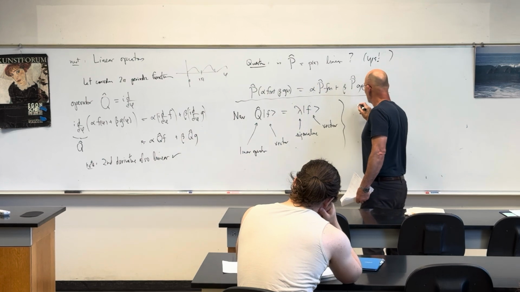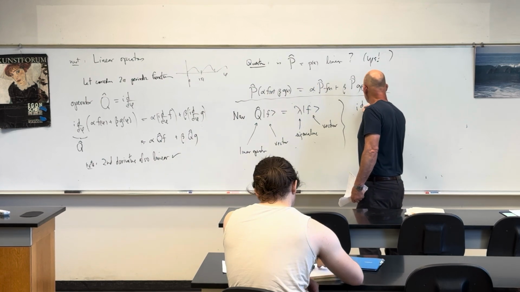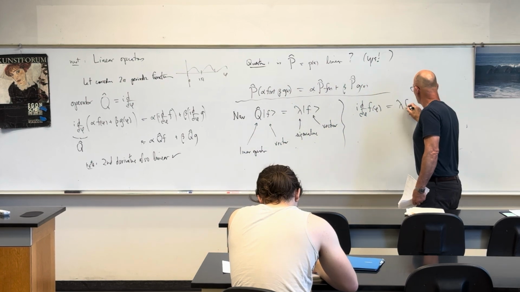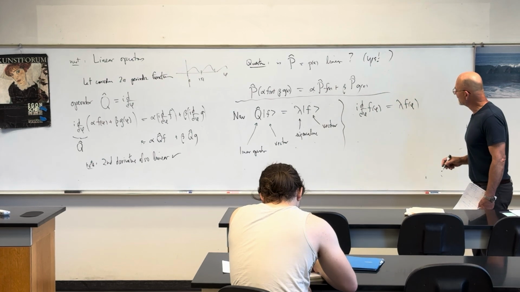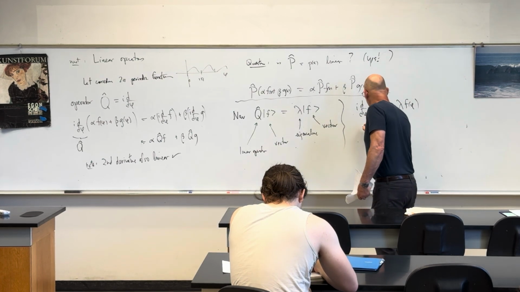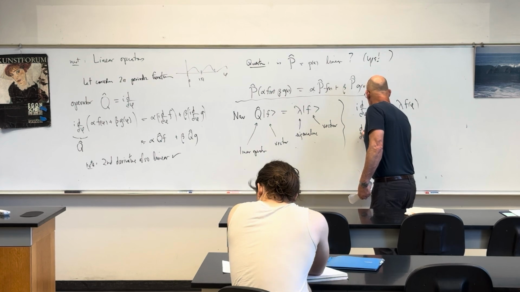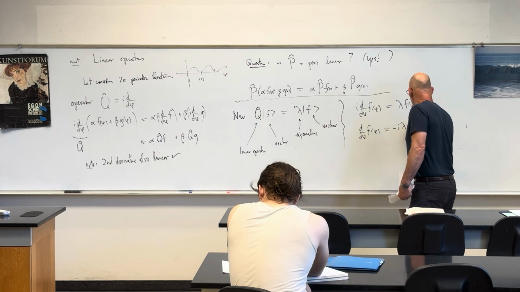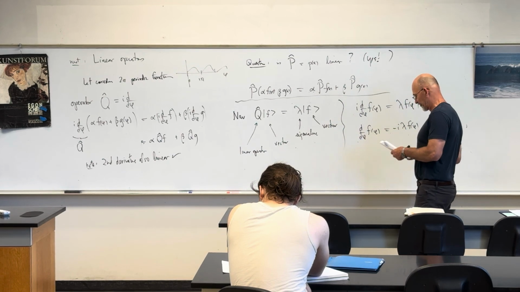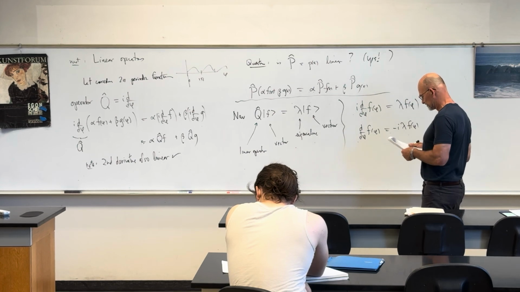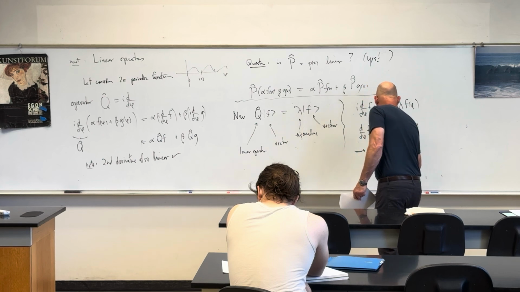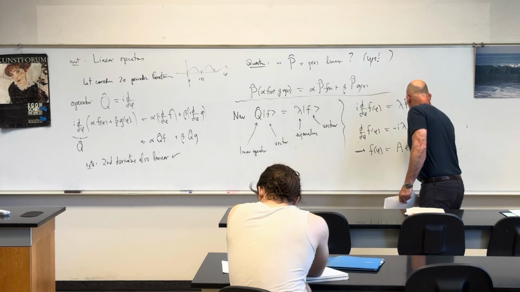So now we have i d phi of f of phi is equal to lambda f of phi. When we actually get down to solving this, multiply both sides by minus i, so d phi of f of phi is equal to minus i lambda f of phi. We had this last time as well. f of phi is some constant times e to the i lambda phi.